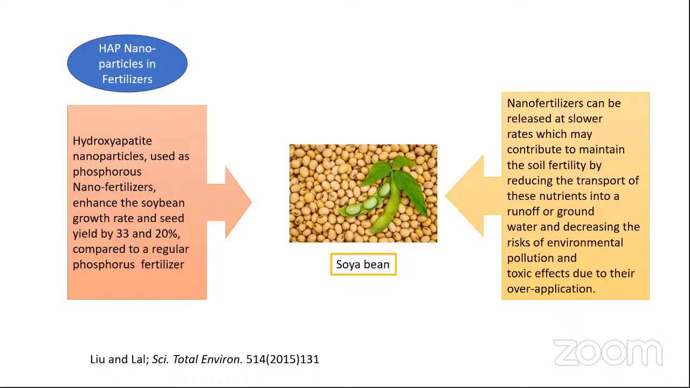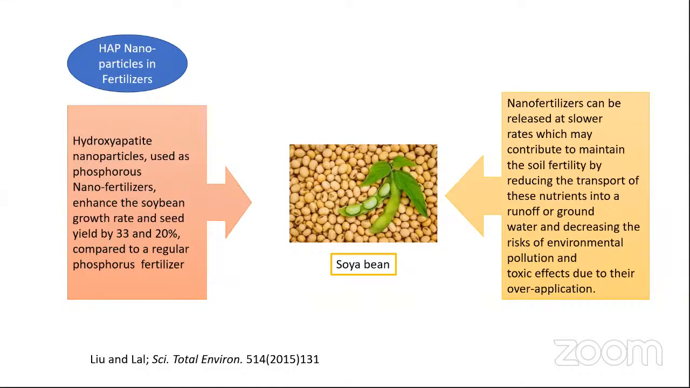So many times we overuse fertilizer, and the extra fertilizer runs off into water, and they pollute the water reservoir. That is why it is not advisable to overuse fertilizer. So to reduce that, nanohydroxyapatite is used. It gives the nutrients in the required manner only. It doesn't allow the extra fertilizer to run off.